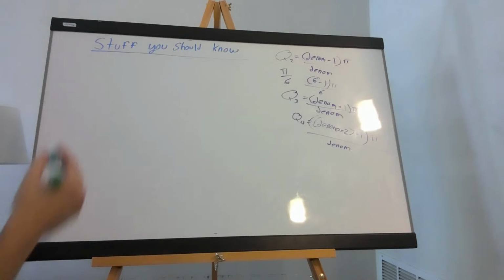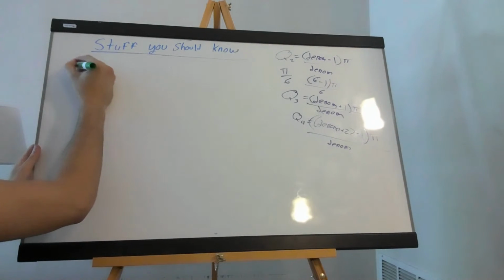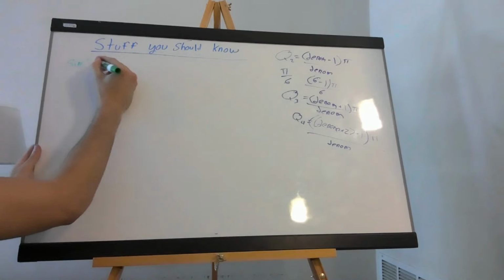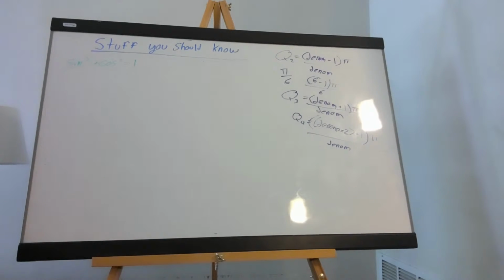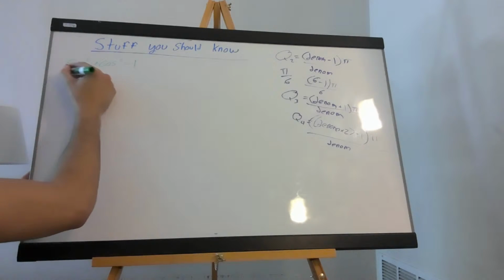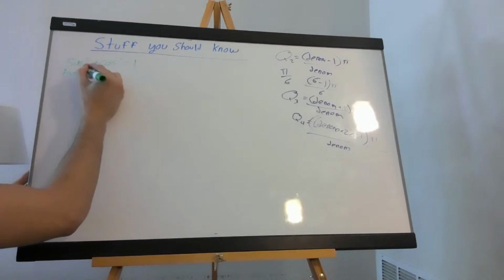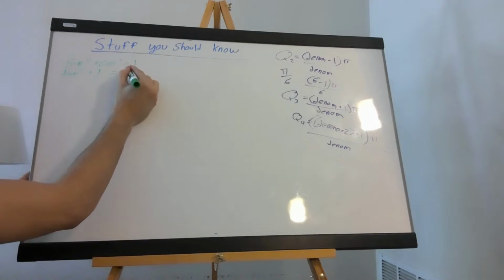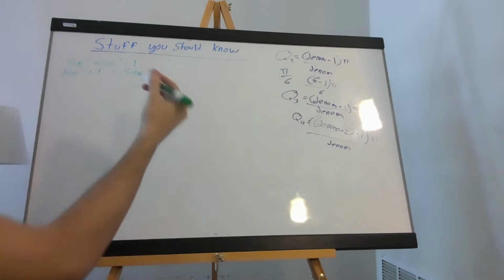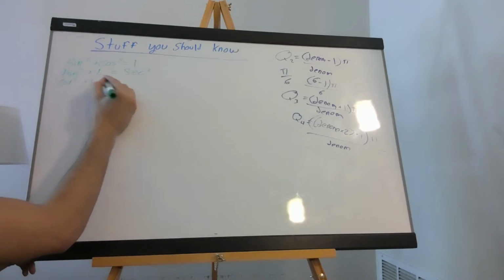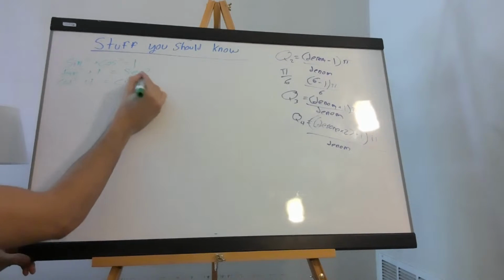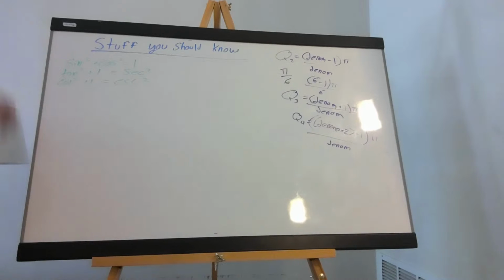So trig identities, everyone should know this one. Sine squared plus cosine squared equals 1. The next one is tangent squared plus 1 equals secant squared. I think the other one is cotangent squared plus 1 equals cosecant squared. Yeah. So those are the basic 3 trig identities. You should have those 100% memorized.